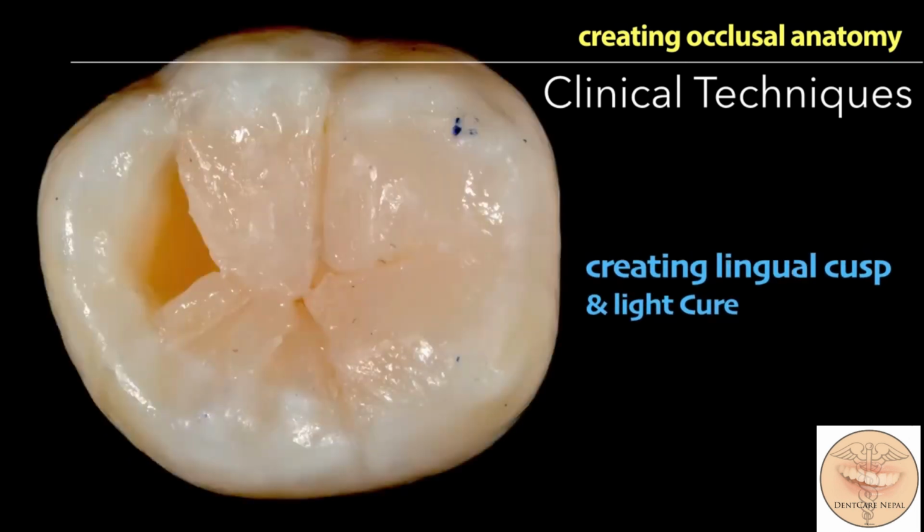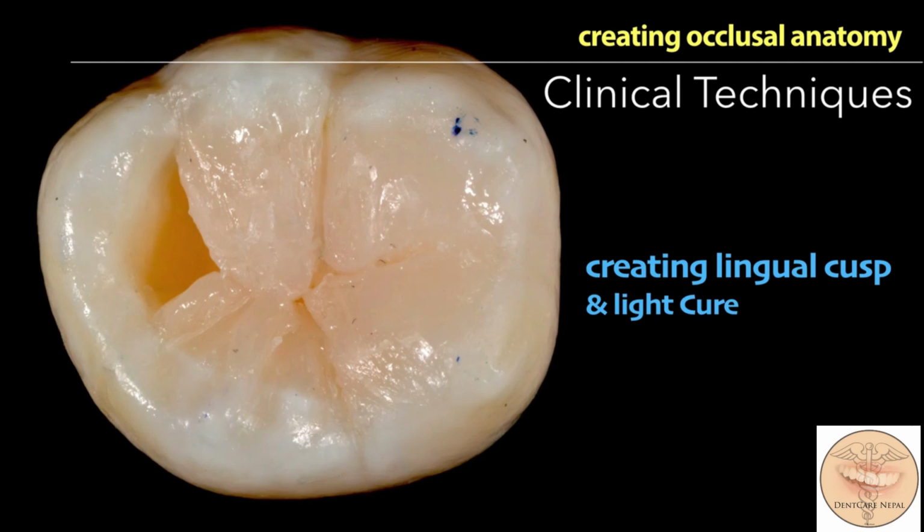Then the next are the mesiolingual and distolingual cusps. Both cusps can be modeled at the same time, but that's only possible if you have a grip on it. For beginners, you have to do it stepwise. And then you have to cure it. Obviously, every increment needs at least a 20-second cure with your light cure machine. So cure it properly. You can even overcure it. There's no problem with that, no harm in that.